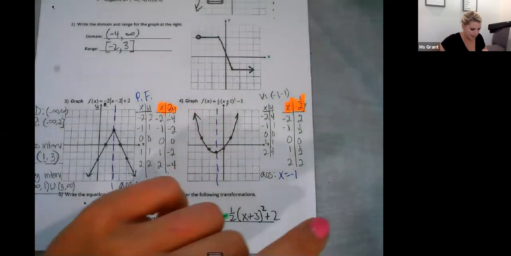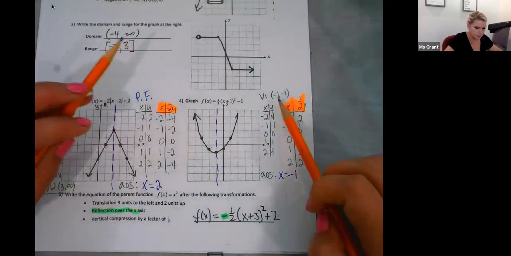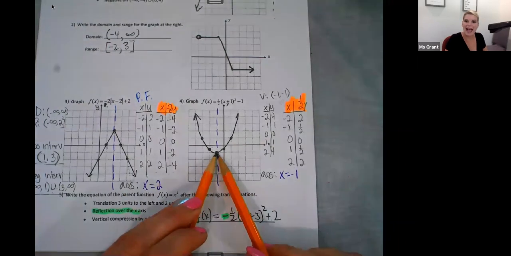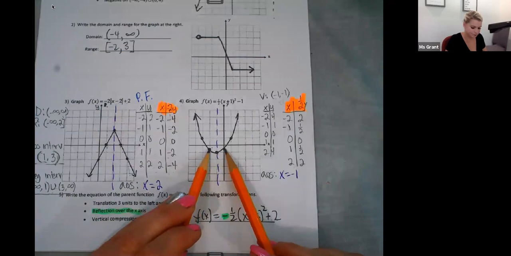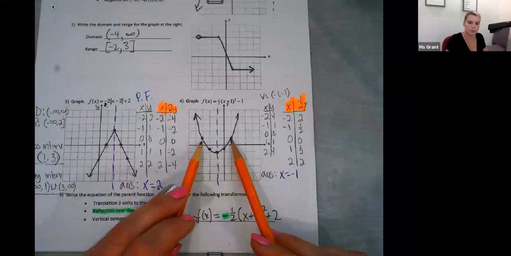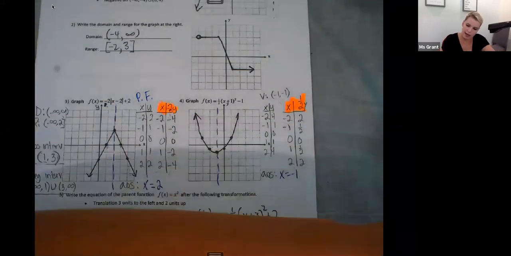So from my vertex of -1, -1, since it had a half, it got fatter. Over 1, up a half. Over 2, up 2. Okay, so pay attention to that when you have an a.